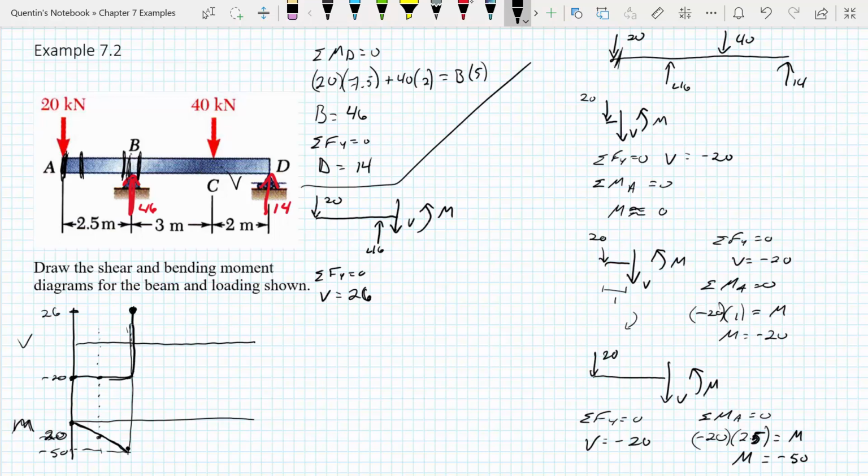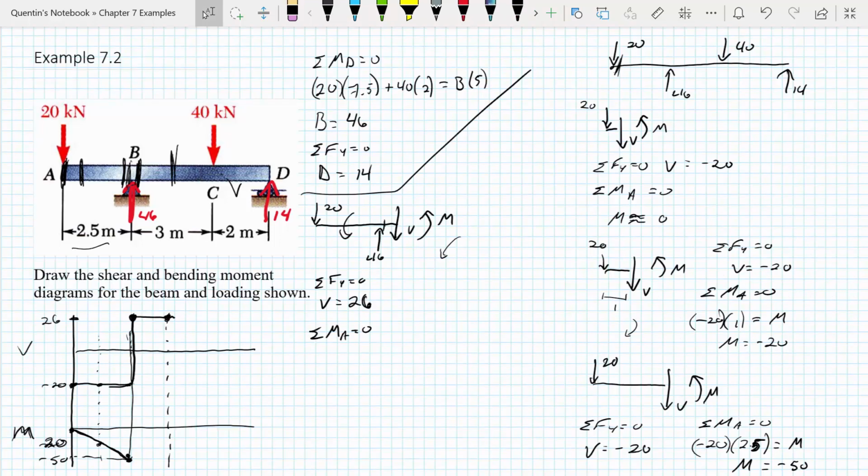Let's look at the moment at that point. Let's take the sum of the moments at A. Now at this point right here, we have the 46 times 2.5, and that's going to go in that direction. Plus my moment, which is also in that direction.